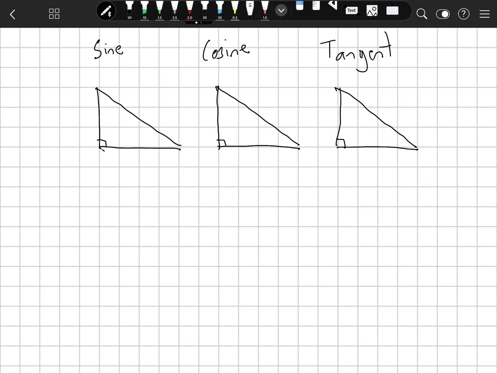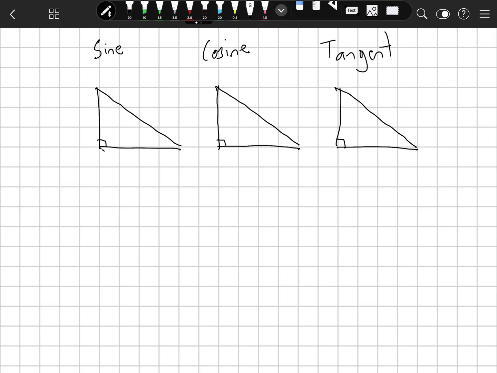We're looking at three ratios of a triangle, three different ratios. We want to give them names and identify which sides make up those ratios, and then we want to actually use each of these ratios in a triangle word problem. So here we go. The first one is sine.